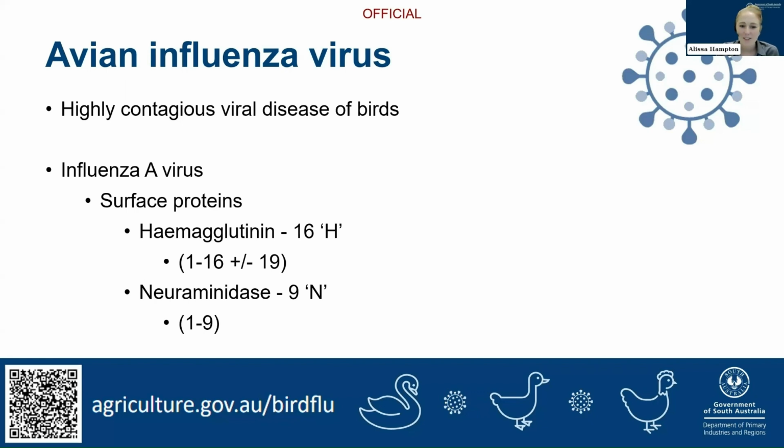Avian influenza is a highly contagious viral disease of birds that can show a range of clinical signs. They are named based on the variant of the two types of proteins, hemagglutinin or neuraminidase, that they have on their surface. These proteins are important in the virus's ability to infect and spread between animals. Next slide.